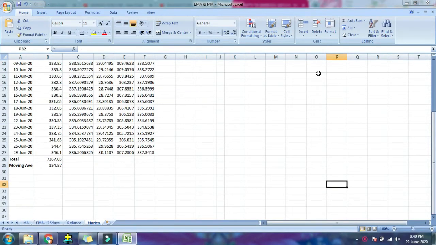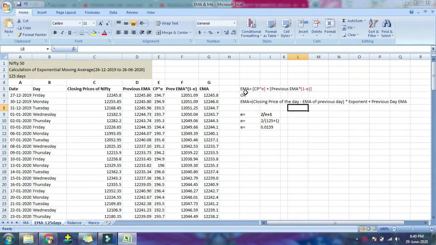Now taking you towards exponential moving average. In the formula, you need to have three values in order to find EMA. One is the closing value, the second is the value of E, and the third is the value of the previous EMA. So we already have closing prices, but we do not have the value of E and the value of the previous EMA. To calculate the value of E, the formula is 2 divided by n plus 1.